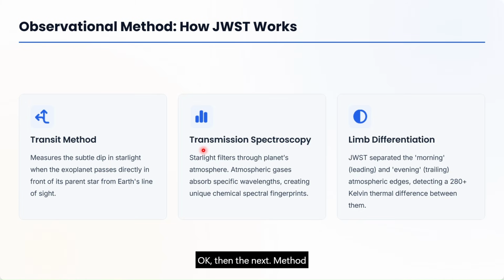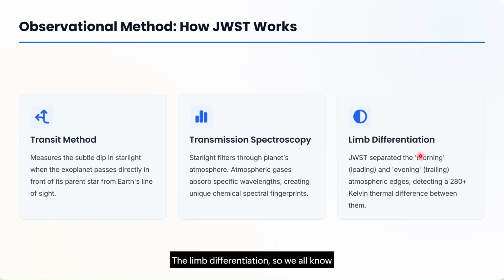Okay. Then the next method is transmission spectroscopy. During transit, the starlight filters through the planet's atmosphere. The atmospheric gases absorb specific wavelengths, creating unique chemical spectral fingerprints. For example, one molecule of a mineral may absorb light strongly at a certain wavelength, while another molecule of another mineral absorbs a different wavelength. So, this phenomenon acts like a chemical fingerprint with which the scientists can infer the presence of the minerals and other molecules.